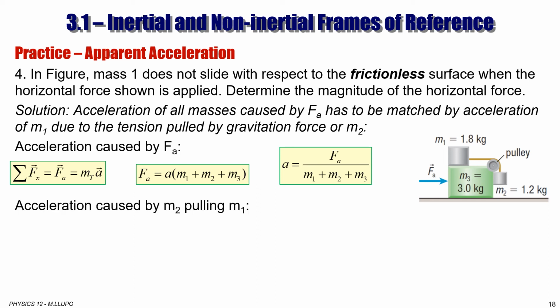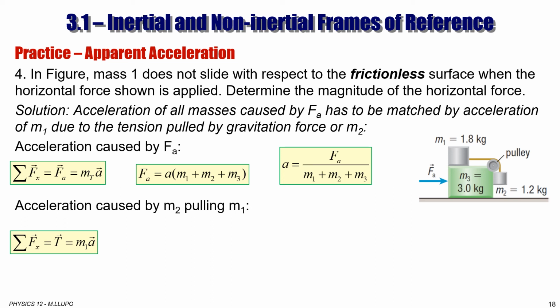Now, this has to be matched by the acceleration that is caused by m2 pulling m1. So gravity is pulling m2, and since m2 is connected by a rope with m1, it is being accelerated on the right side as well. And this applied force is accelerating all three of them in the right direction, on the right side.